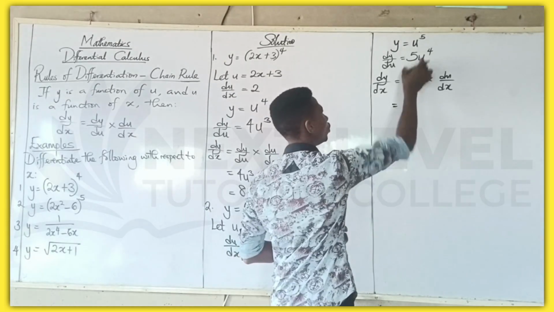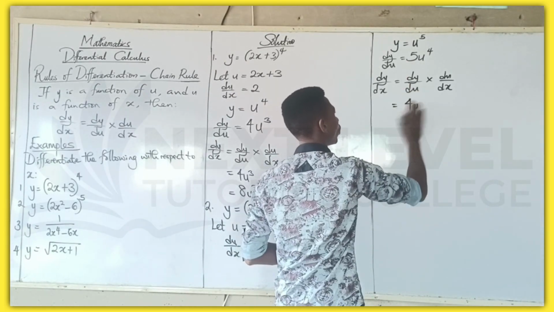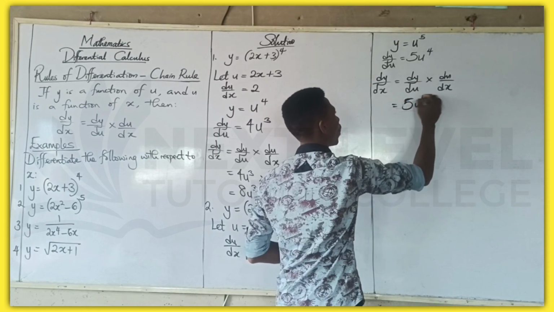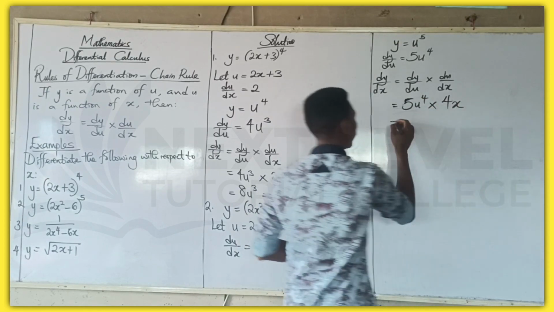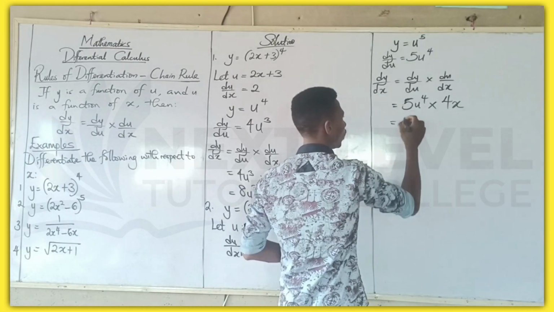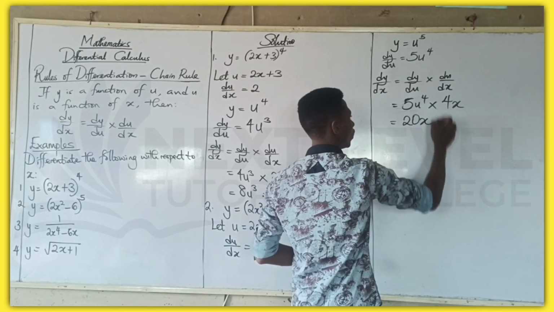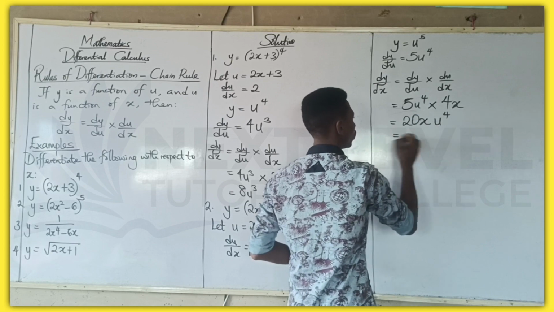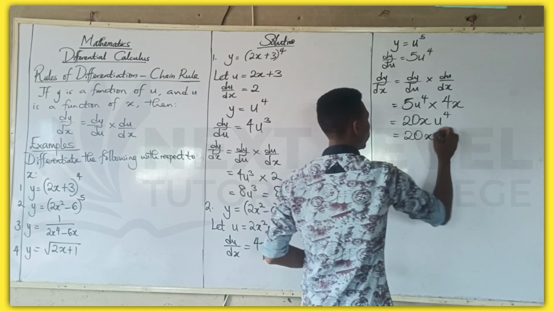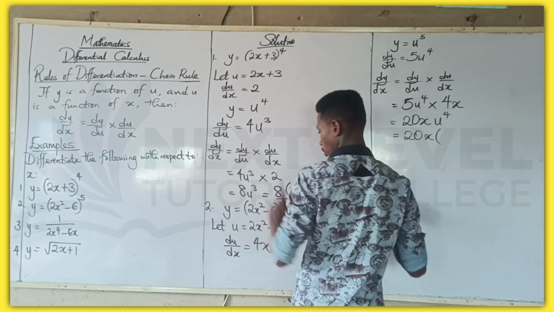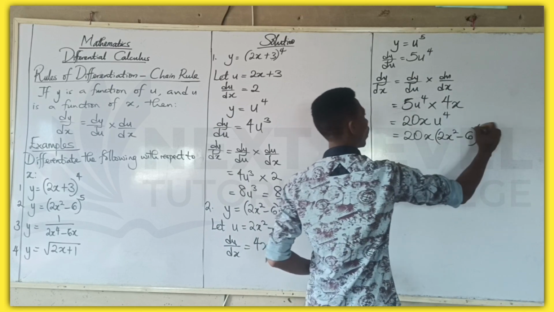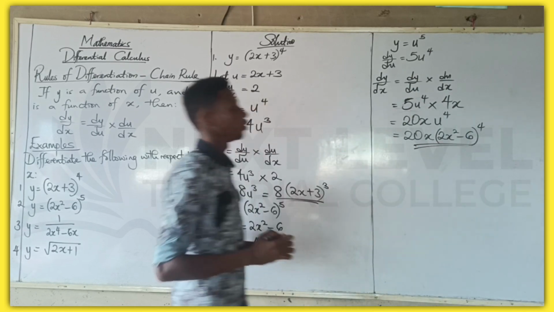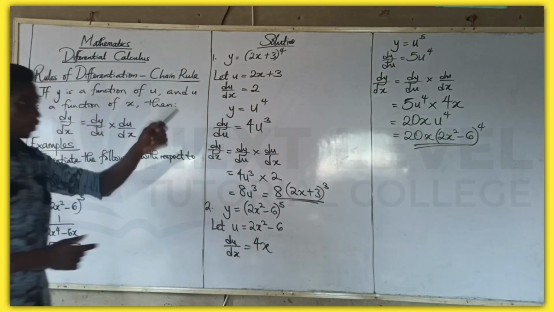So now let's substitute. dy/du is 5u raised to power 4, times du/dx is 4x. 5 times 4x is 20x. So we have 20x, then u raised to power 4. That is 20x times (2x squared minus 6) raised to power 4. That is the final answer to that question.